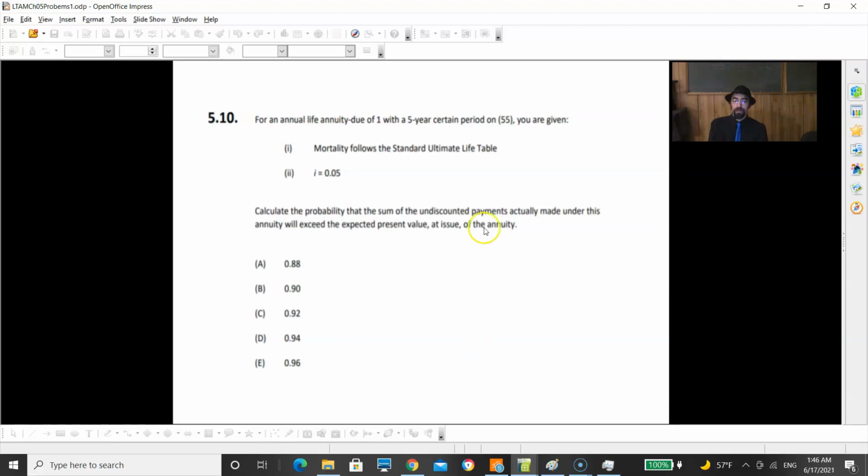So to recap, you first had to calculate the expected present value and then think, how many years would I need to live to earn more than that? Undiscounted.